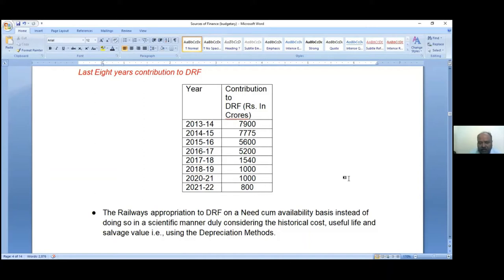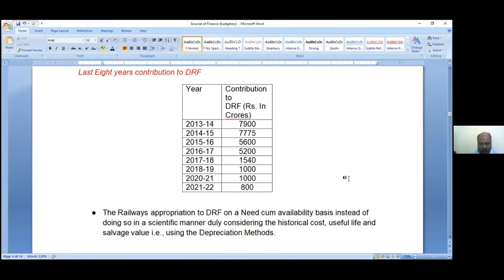But if you check the replacement of assets, so many railway assets are already due for replacement. If you check bridges, track, that is very important from the safety side. So why is it happening? The railway appropriation to DRF is on a need-cum-availability basis. That means wherever whatever need is there, then only we appropriate. We do not maintain any scientific annuity method or fixed installment method. There are so many methods, but we are not calculating this DRF scientifically.